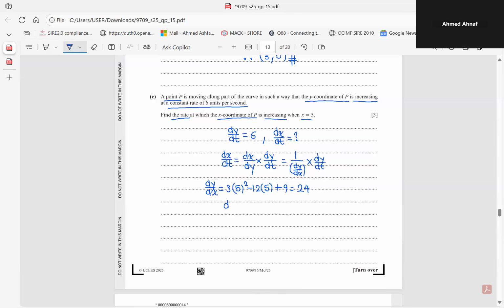So now we can find our dx/dt. It's just 1 over 24 times 6. So 6 divided by 24, that's 1 over 4. So this is our final answer for this question. Let's head on to the next question.